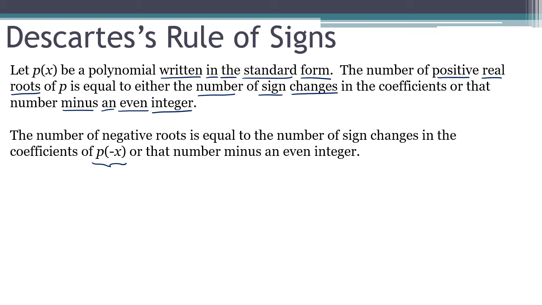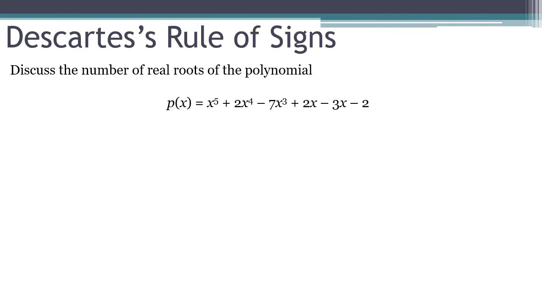Okay, so like I said, easier to look at examples. So look at this thing. I want to discuss the number of real roots. Specifically, I want to talk about how many positive versus negative ones there are. And what Descartes' rule of signs says is we count the number of times the sign of the coefficients change. So I'm looking at this polynomial. The first coefficient is positive. The second coefficient is positive. There was no change in sign.